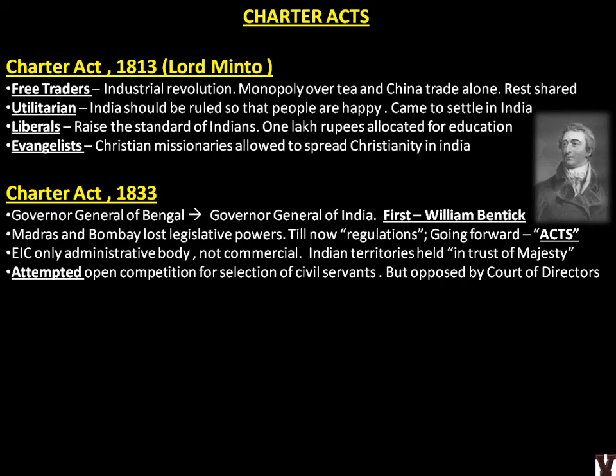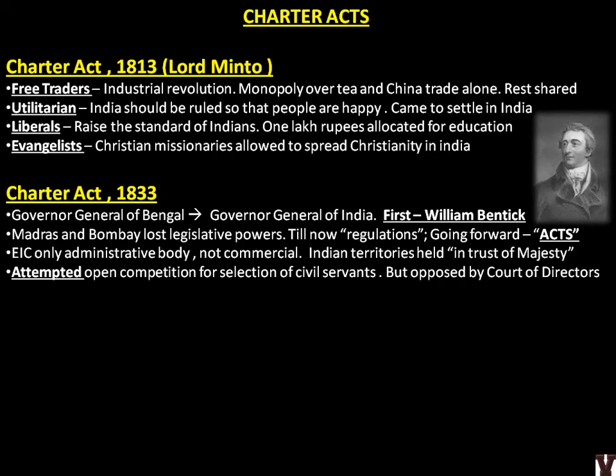Liberals are the people who said we should raise the standard of Indians because they considered Indians barbaric, not civilized. If you remember, there were buildings outside which boards were kept saying Indians and dogs are not allowed to enter. That much they humiliated Indians. So liberals wanted to raise the standard. So 1 lakh rupees, which was a huge amount at that time, was allocated for education.